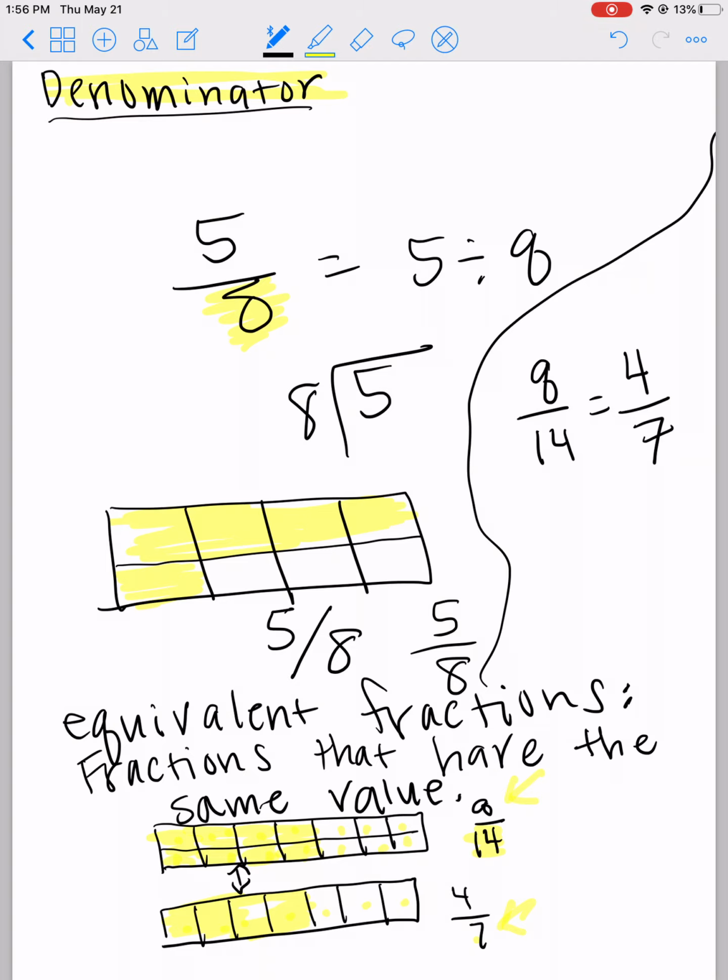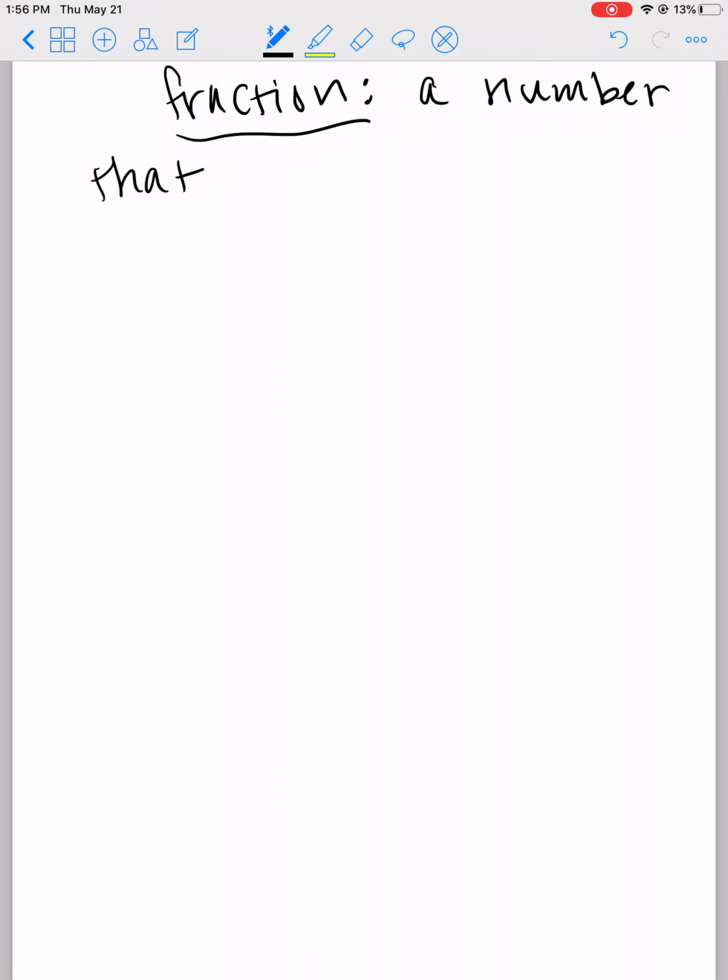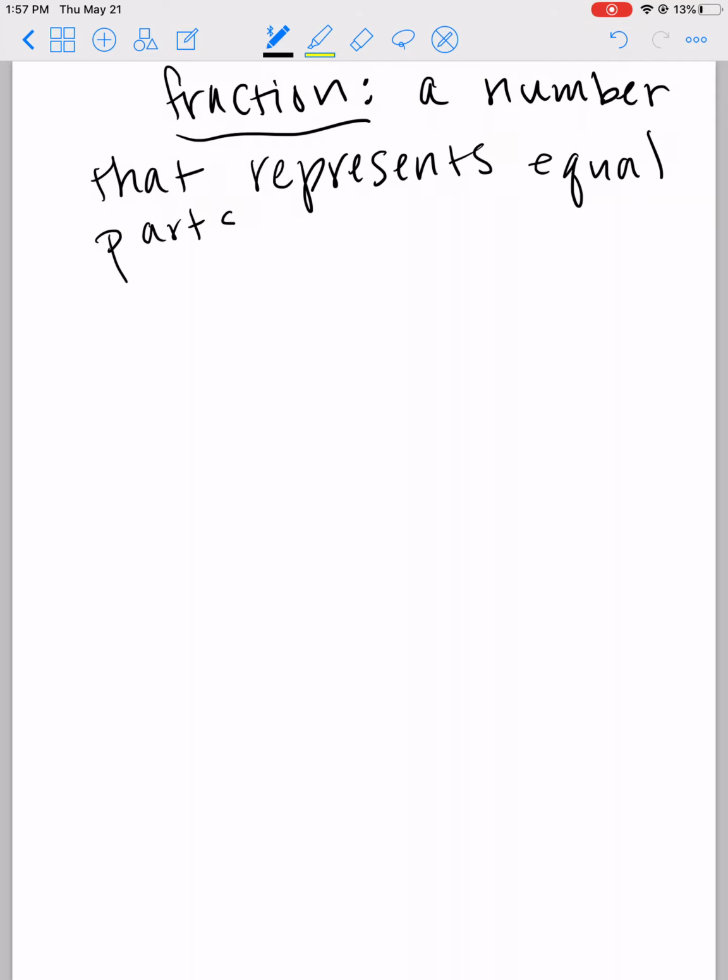Okay, so our next one is fraction. And with the fraction, all that is, is a number that represents equal parts of a whole or parts of a set.